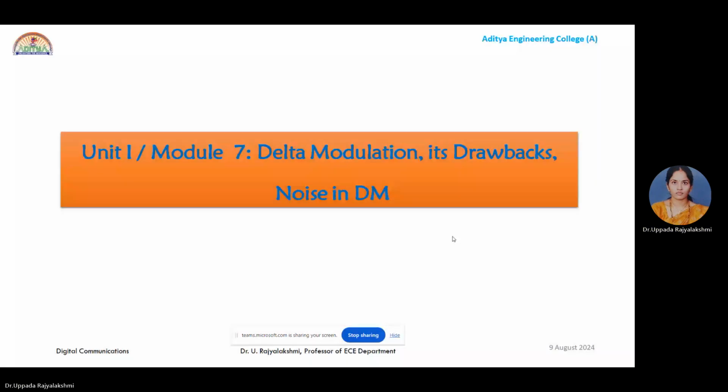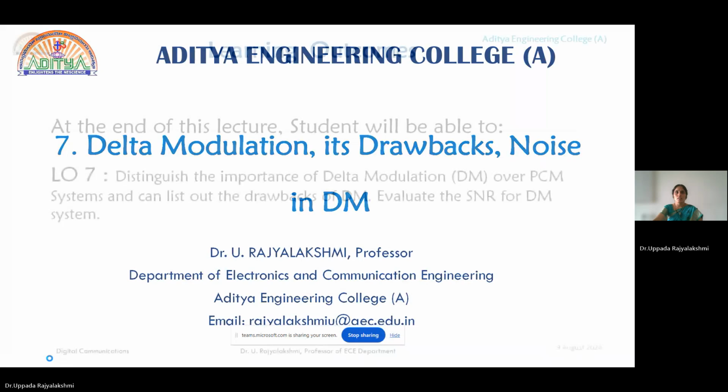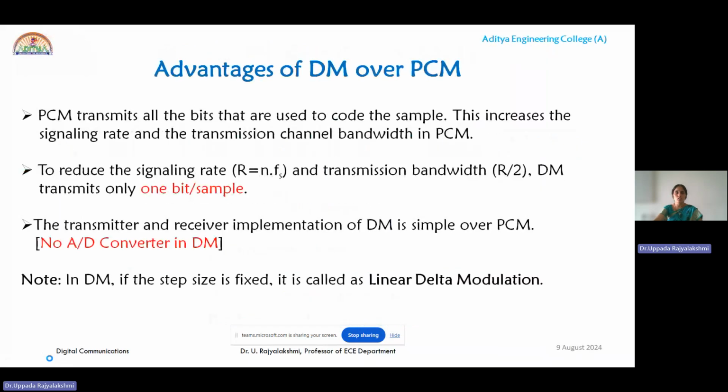Everyone, this is module 7. In this module, we are going to discuss delta modulation and its drawbacks. We also discuss the DM transmitter section, receiver section, and its drawbacks.